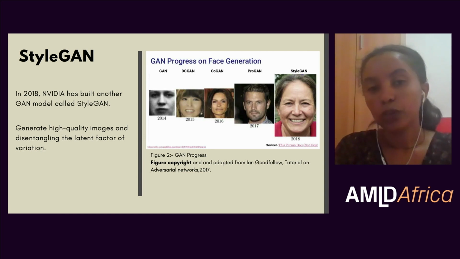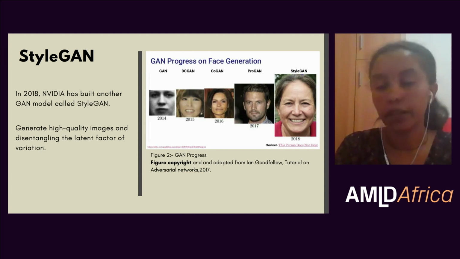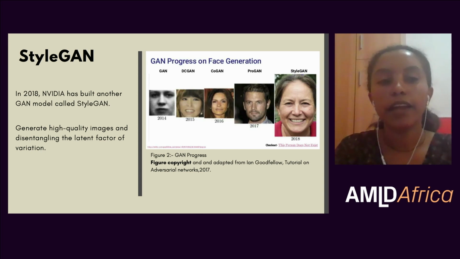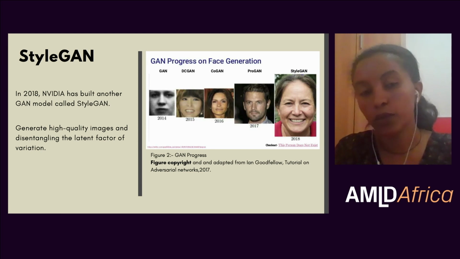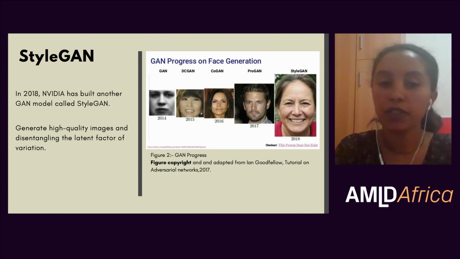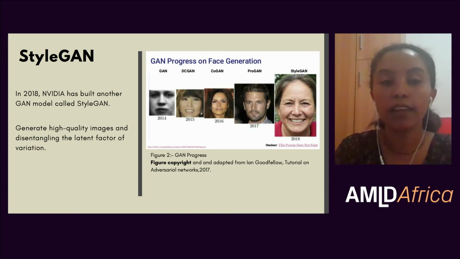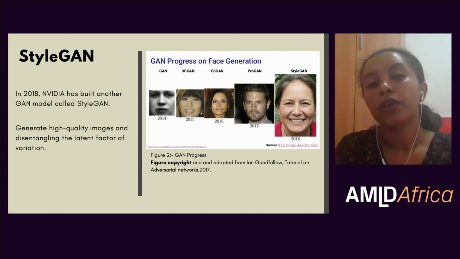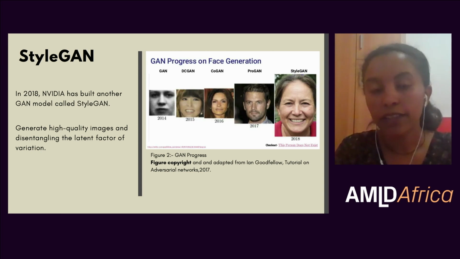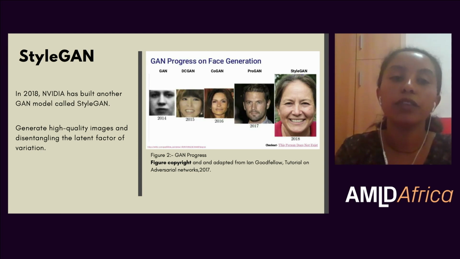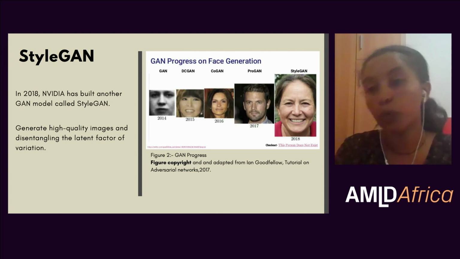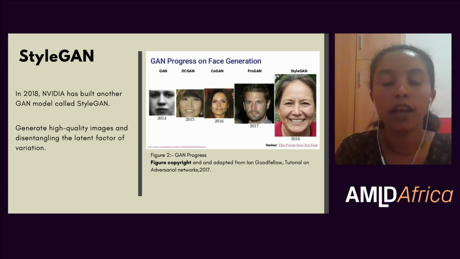StyleGAN is an extension to the GAN architecture that advanced the generator model, which generates synthetic data. It has proved to tackle the two challenges of GAN by building a style-based GAN architecture to generate high-quality images and by disentangling the latent factors of variation. It has also been trained on the Flickr Face HQ dataset, and it has shown that it can generate high-quality photorealistic synthetic human face images.